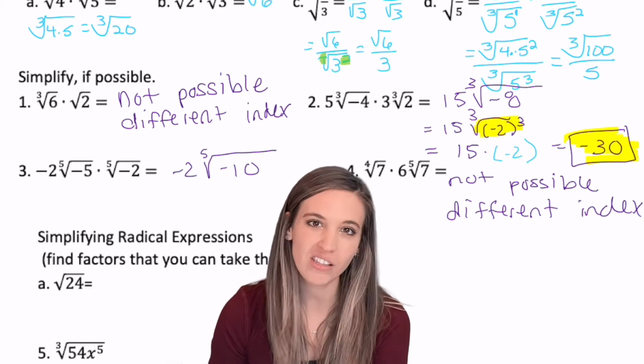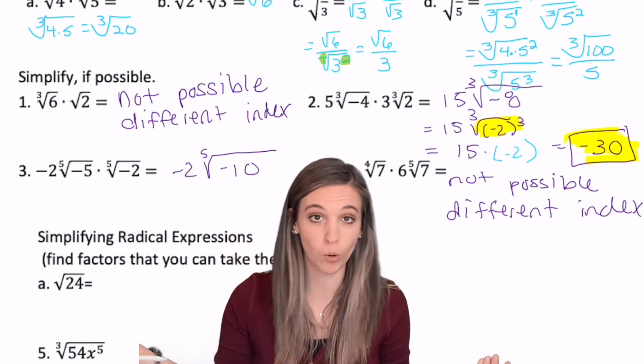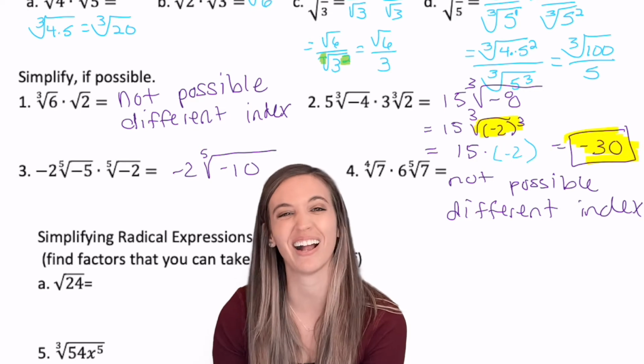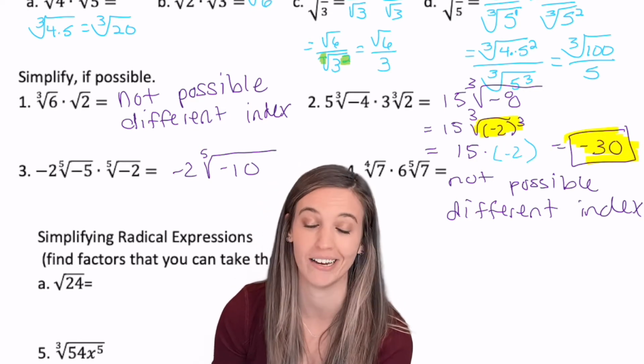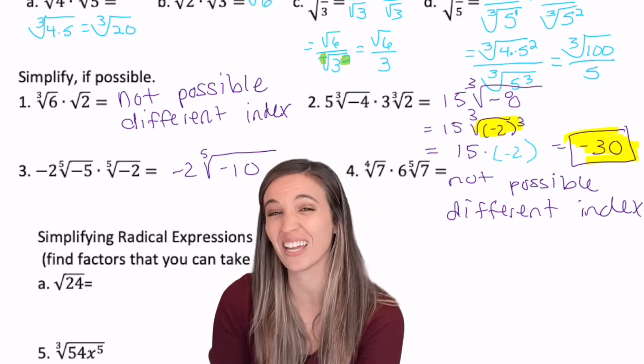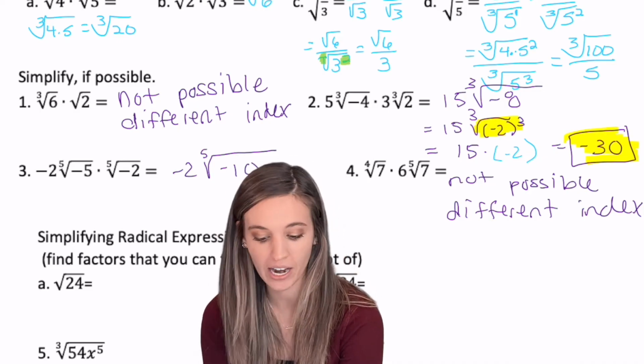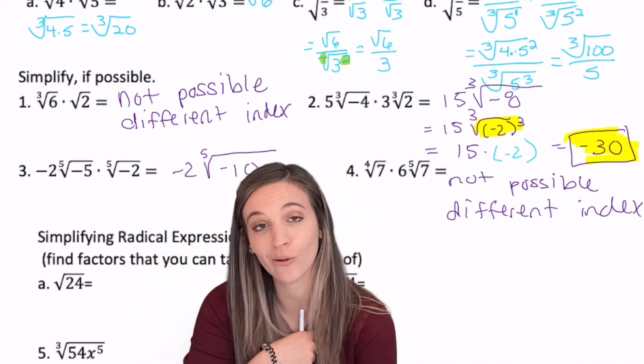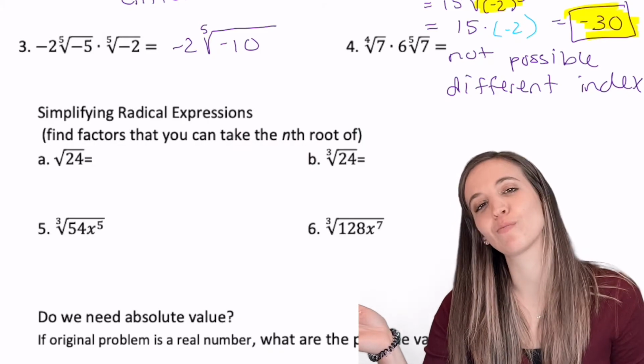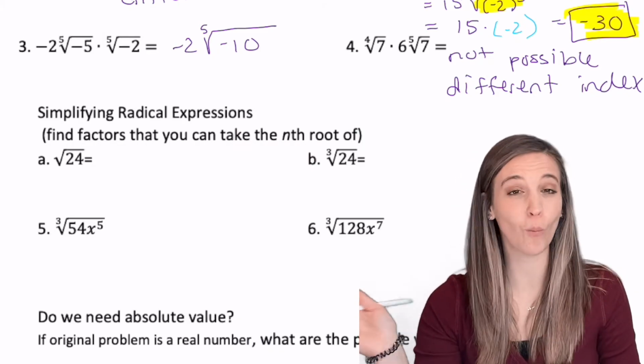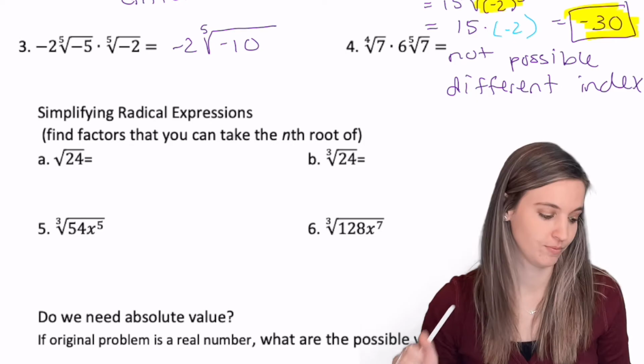Same thing kind of happened in the next one. I had coefficients again, so I multiplied those as well as what's in the radical. I got the 5th root of -10. I can't simplify that anymore. So -2 times the 5th root of -10. And the last one, different indexes, so not possible. Next, let's simplify some radical expressions. We've done this, so why don't you go try them first?